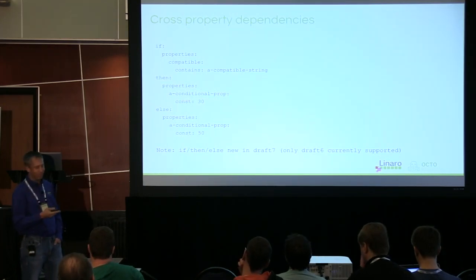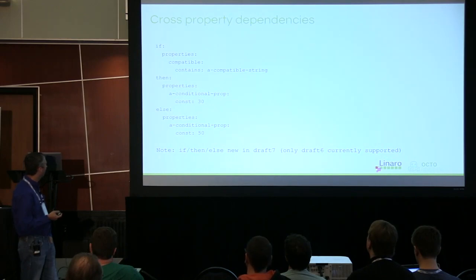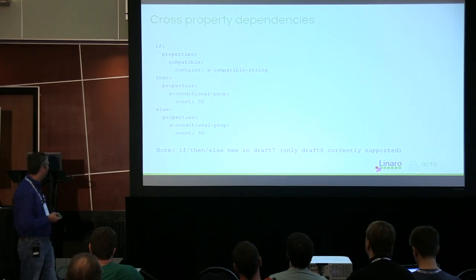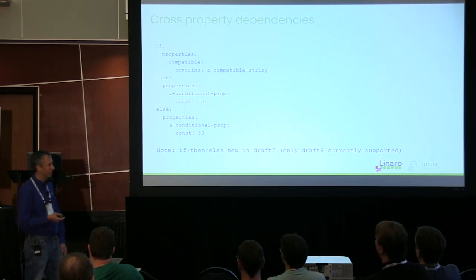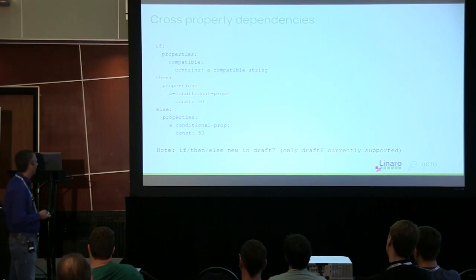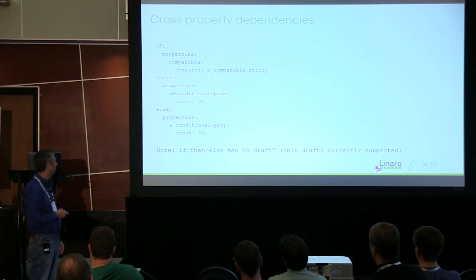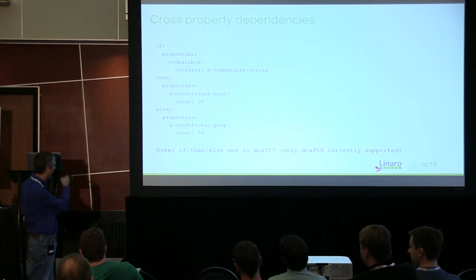Okay, so going back to how you do cross-property dependencies, this is what it would look like if and how you would have to do it, and this would be the top level, and it's using if-then-else schema, which was introduced in draft 7, which the Python JSON schema doesn't quite support yet, but I think they're close. So this says if you have if and that schema is true, that properties contains the property compatible contains a compatible string, then apply the then schema, else apply the else schema.